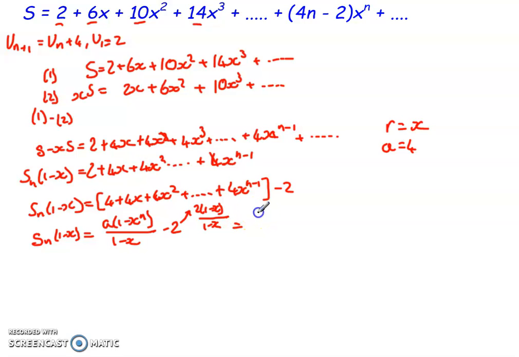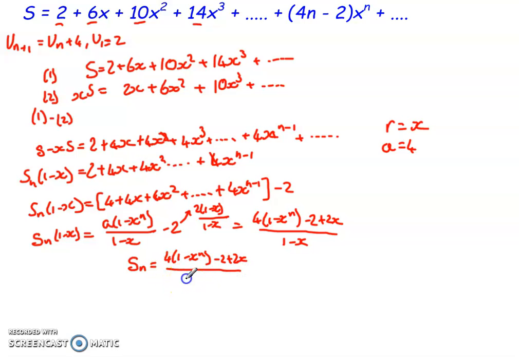So what I'm then going to end up with is 4 bracket 1 minus x to the n, take away 2 plus 2x all over 1 minus x. So I can then rewrite that as my sum to n terms, taking the 1 minus x across, is equal to 4 bracket 1 minus x to the n minus 2 plus 2x over 1 minus x all squared.